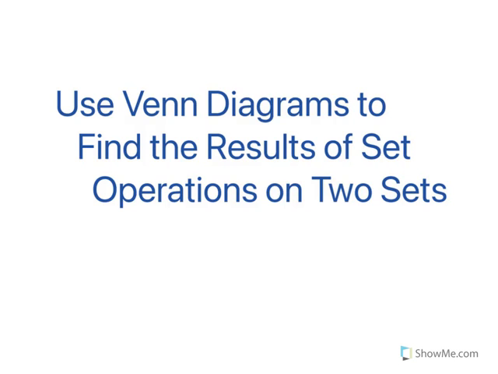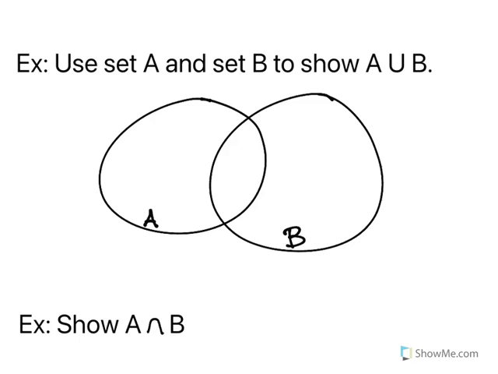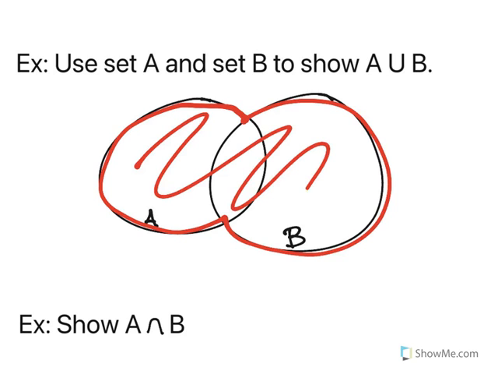Let's use Venn diagrams to find the results of set operations on two sets. Now let's use set A and set B to show A or B. I'm going to use a thick line here to show A or B, because A or B is everything. It's all of this.